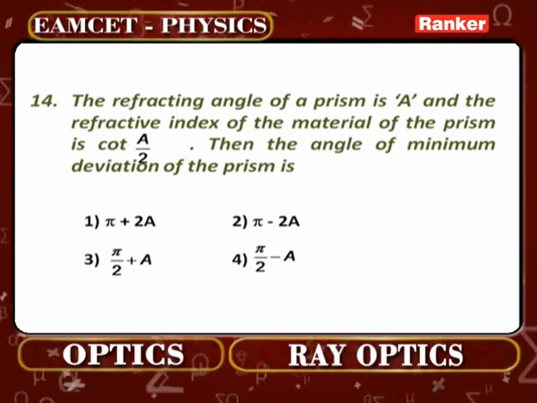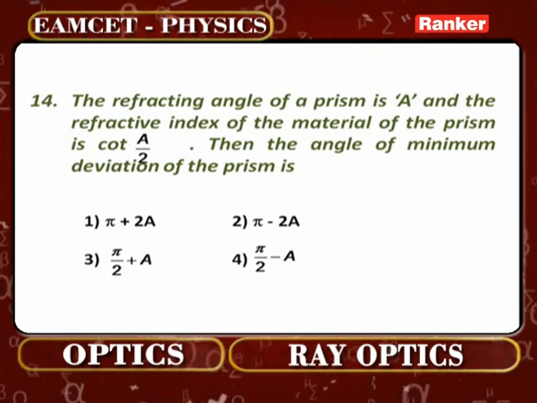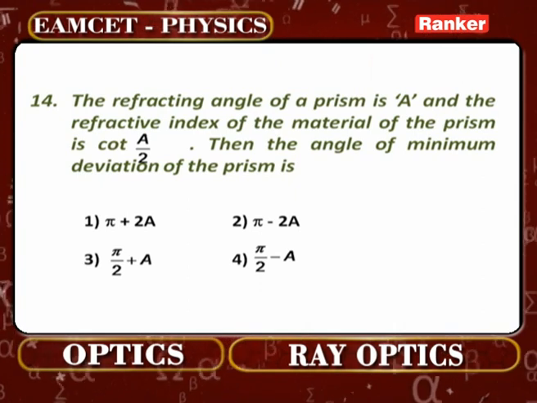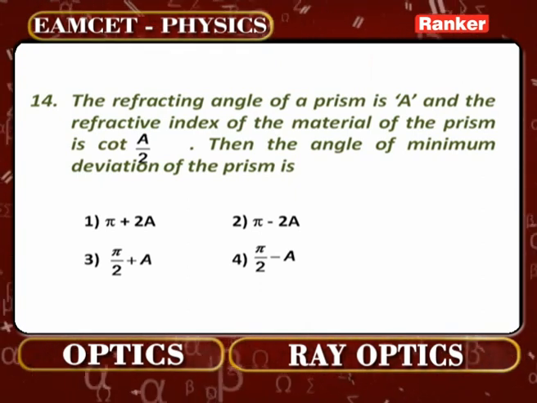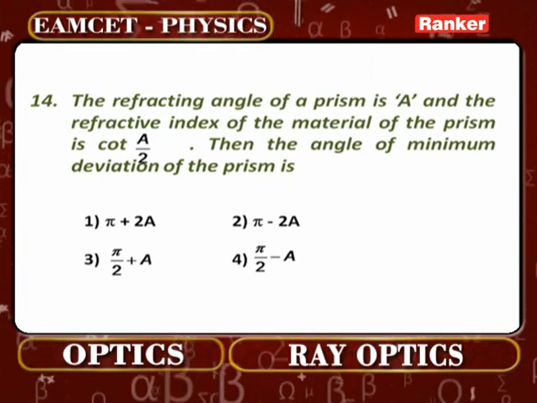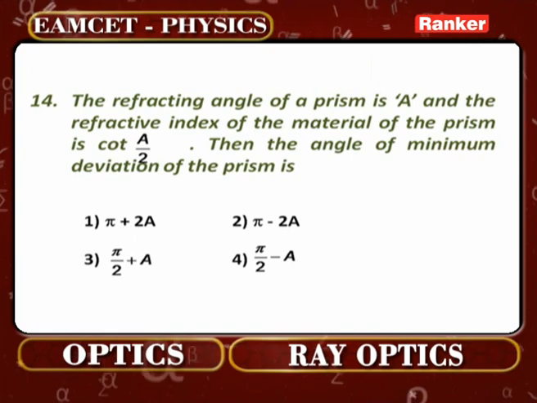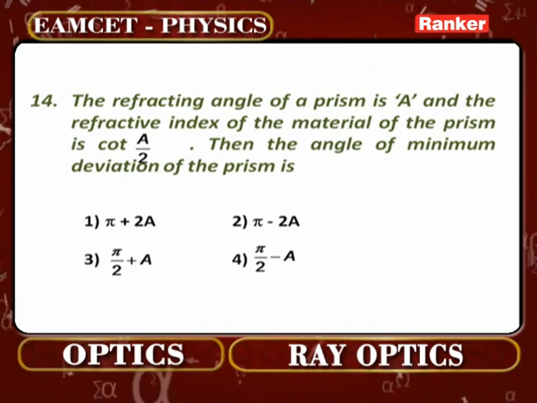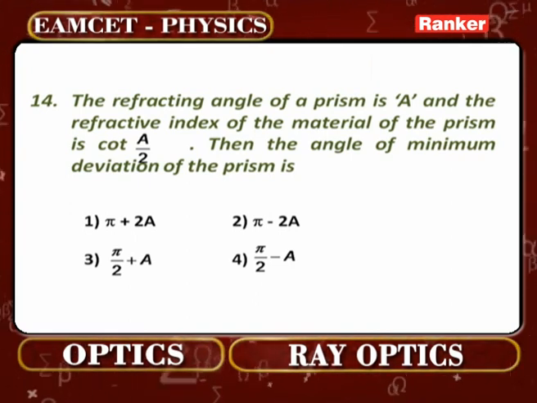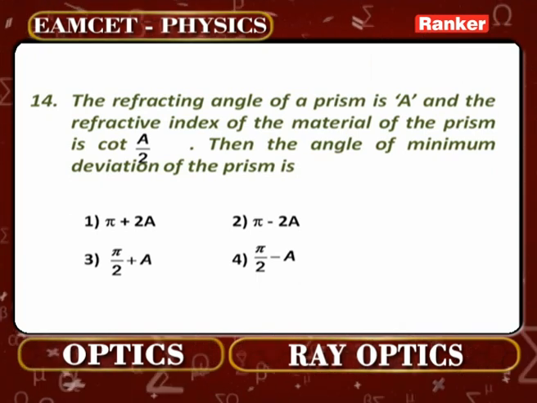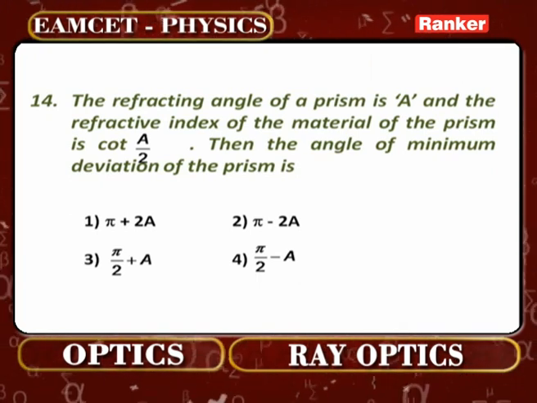The refracting angle of a prism is A. Remember this wording first of all. Refracting angle is nothing other than angle of the prism. That is A is the angle of the prism. That's what he has mentioned. That is R1 plus R2. And of course he has given the refractive index of the material of the prism is cot of A/2. Then the angle of minimum deviation of the prism is how much?